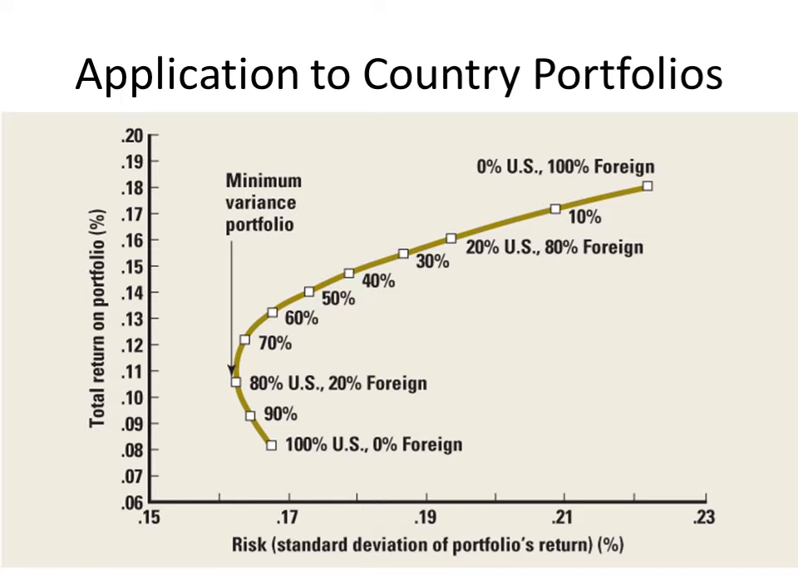And though you may think that foreign stocks are riskier than U.S. stocks, and by looking at this chart we can tell that's definitely true, it looks like they have a standard deviation of returns of around 0.23 versus 0.17 for the U.S. We can see that by adding some foreign stock to our portfolio, we can actually reduce risk because the foreign stocks are less than perfectly positively correlated with U.S. stocks.